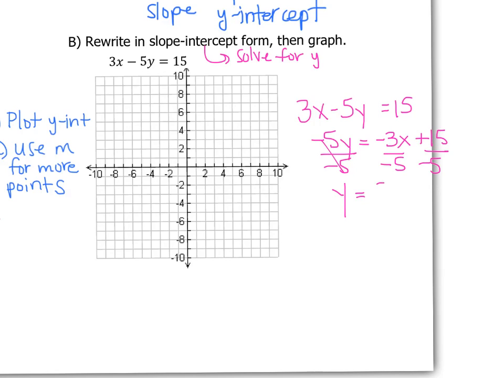Negative over a negative is a positive, so that's a positive 3 over 5. 15 over negative 5 is a negative 3. So from there, now again, we can plot our y-intercept. In this case, it's a negative 3 on the y-axis. And then using our slope of 3 over 5, we'll go up 1, 2, 3, over 1, 2, 3, 4, 5 to plot another point. We can do that again, up 1, 2, 3, over 1, 2, 3, 4, 5. Connect your points.